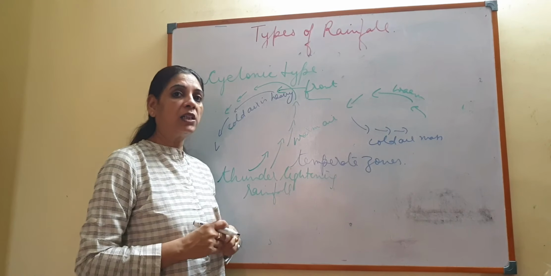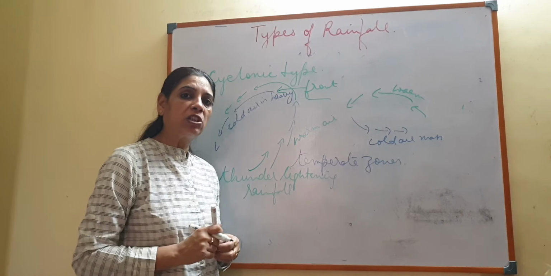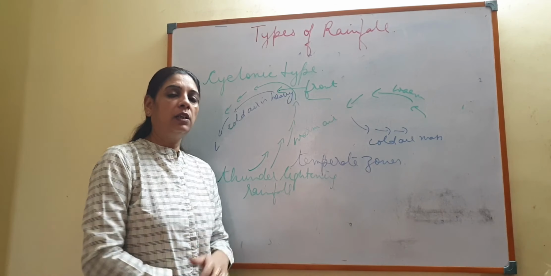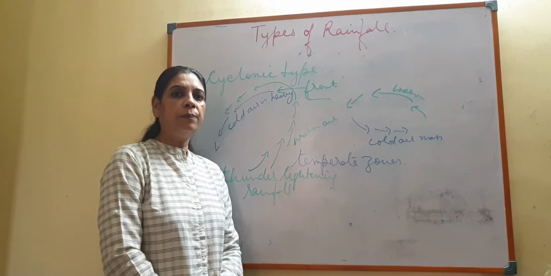Winds blow very fast, there is thunder and lightning, and a lot of destruction is caused, okay. So these are the three types of rainfall we study.